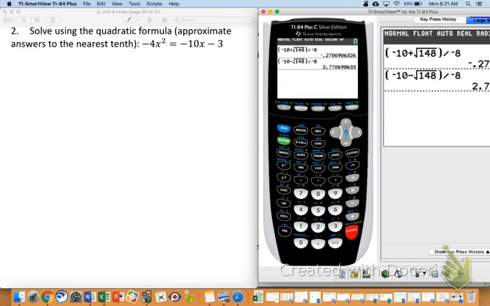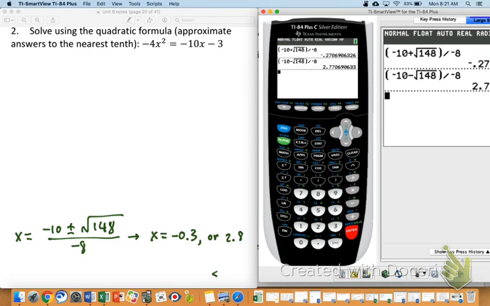So to sum this up, what it would look like is my last line was x equals negative 10 plus or minus the square root of 148 over negative 8. I was smart with my parentheses and how all that worked. So from here, I could essentially say I turned to the calculator and I got x equals, I guess it'd be negative 0.3 if we round to the nearest tenth, or 2.8 if I round to the nearest tenth. And that'd be how I'd finish. Questions?